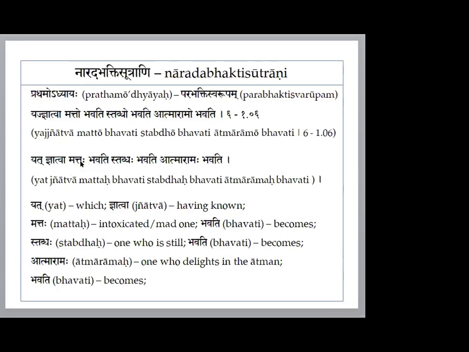Yajñātva. The word mattaha has become matto. Visarga has become u, and that's how you get matto. Same thing with stabdha. It becomes stabdho. Atmaramaha also becomes atmaramo. So it's the same sandhi at work here. Otherwise, it should be simple. There are no other sandhis.